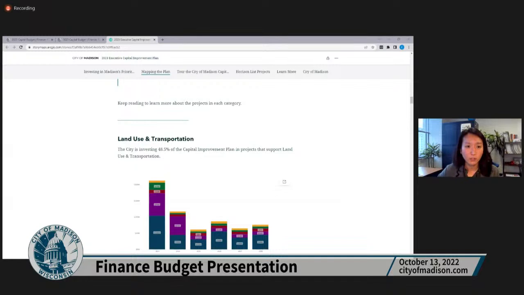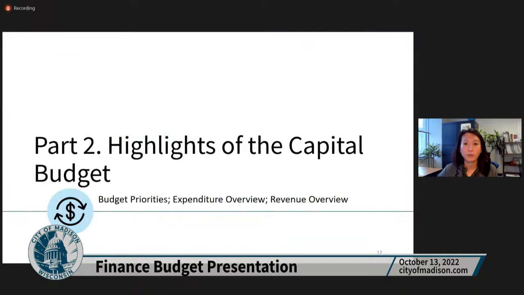So with that said, I'm going to go back to our presentation, and I'm going to provide just a brief overview of the capital budget. So for both the capital budget and operating budget highlights, we'll really focus on three things. We'll start with what are some of the key priorities for the budget. And then we'll do an overview of what we're paying for and how much it costs, like what's the overall expenses for the budget, and what are the different revenue sources for the budget. So how are we paying for it?